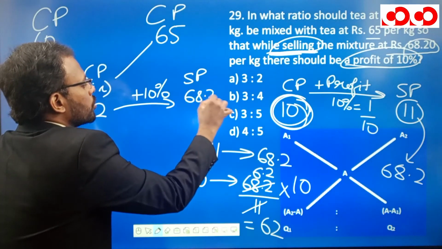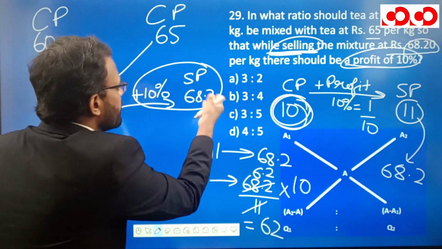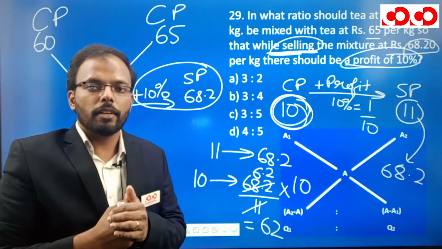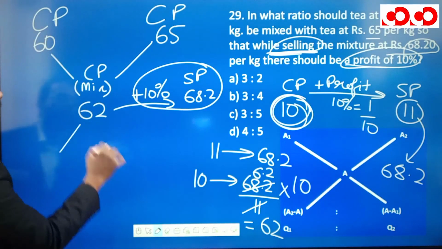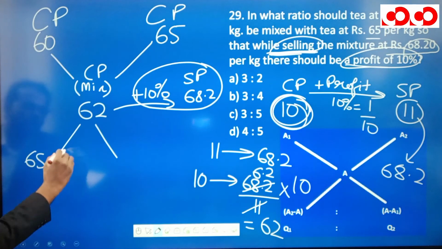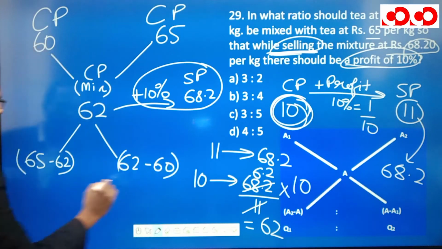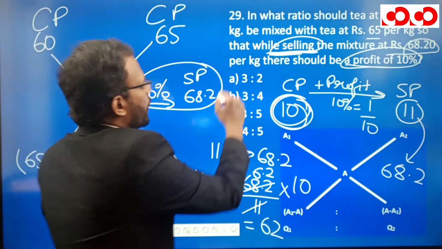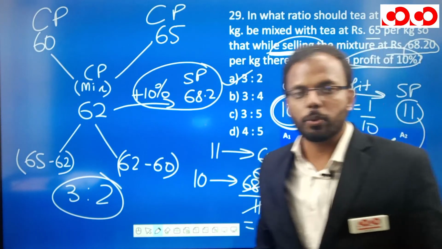68.2. So the direct information was not given for cost price. It was given selling price and profit percentage. And from there we have found the cost price. Now we can apply the alligation over here. We'll get 65 minus 62 over here, and this side we'll write 62 minus 60. So this becomes 3:2. Option A is the correct answer for this question. I hope it is very, very clear to you.